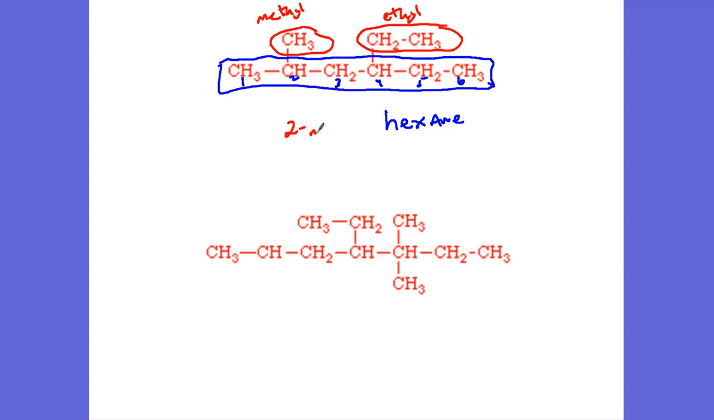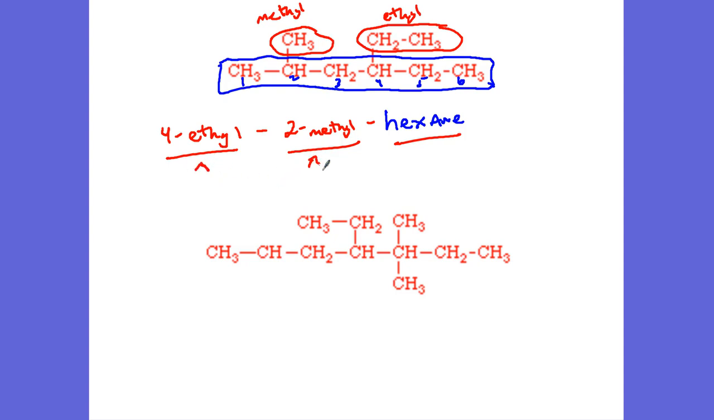So I'm going to call that 2-methyl. This ethyl is coming off of the fourth one, so I'm going to call it 4-ethyl. So 4-ethyl, 2-methyl hexane. The ethyl is coming off the fourth carbon, the methyl is coming off the second carbon, and its parent chain is 6 carbons long. 4-ethyl, 2-methyl hexane.